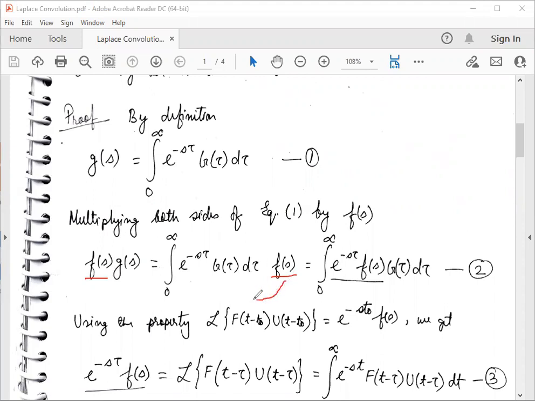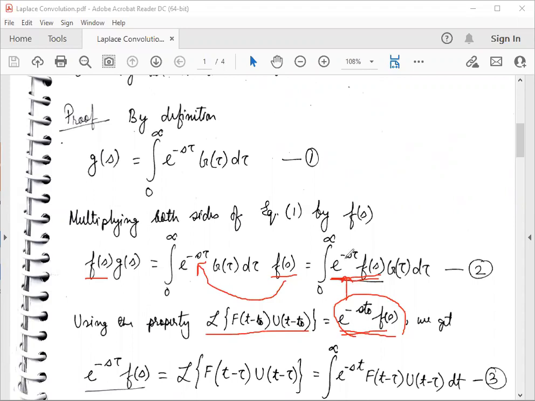Then we bring f of s to the front here. So we have e to the power minus s tau f of s. Then using the property, that is, the Laplace transform of f of t minus t naught, u of t minus t naught is equal to this. This is the time shifting theorem. We use this property here in this expression.